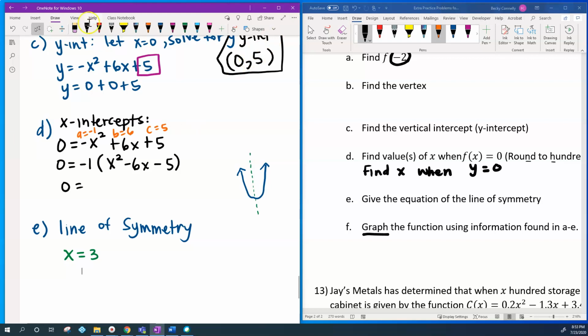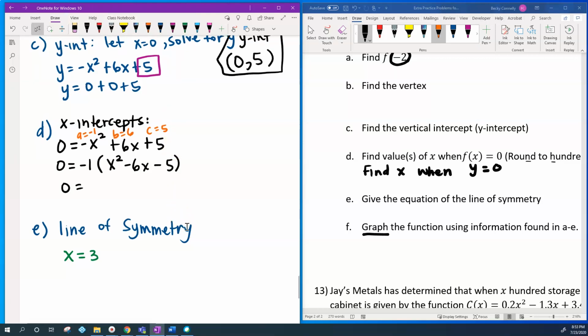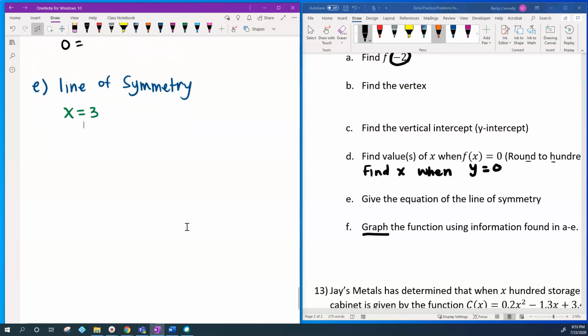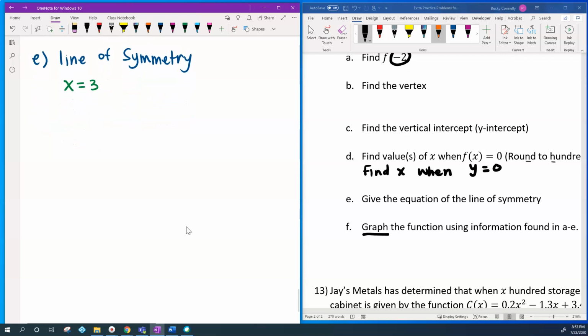Let me get rid of this picture because this is not what this is going to look like at all, and I don't want that to confuse some people. I was just trying to explain what the line of symmetry was and how you find it. And so remember, you can find it by looking at the x-coordinate of the vertex. That'll always give you that line of symmetry. All right, but let's do part F, because this is the part that we have to make sure we know how to do, the whole graphing of it.